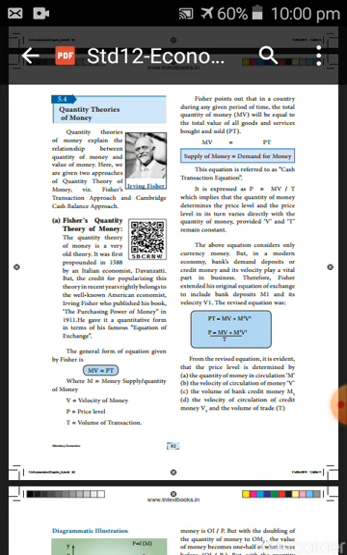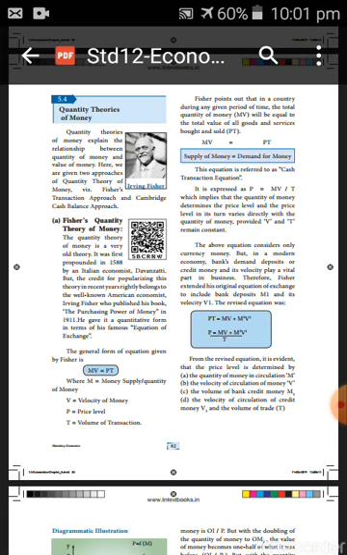It is a very old theory. It was propounded in the year 1588 by Davanzetti. He was an Italian economist. A well-known American economist, his name was Irving Fisher, published his book Purchasing Power of Money in the year 1911.